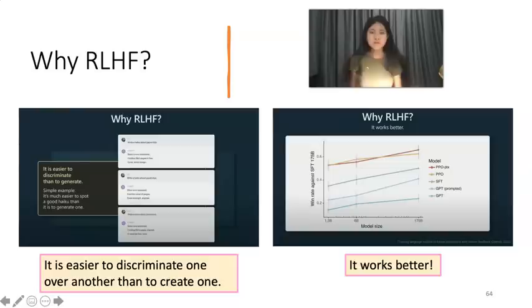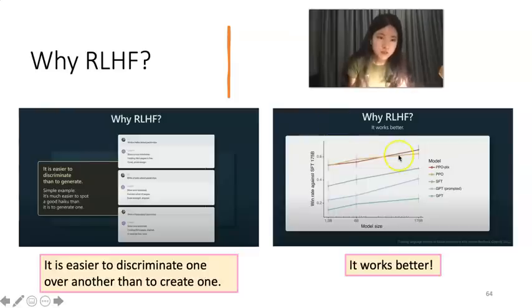So why RLHF? This is a very good question. Since you have noticed that we use binary comparisons to let the human annotator generate a preference between pairs of responses. Why do we do that? Because it's always easier to discriminate one over another than to create one. It's always hard for a human annotator to give you a response, but it's much easier to discriminate which one's better. And performance-wise, using RLHF works better.